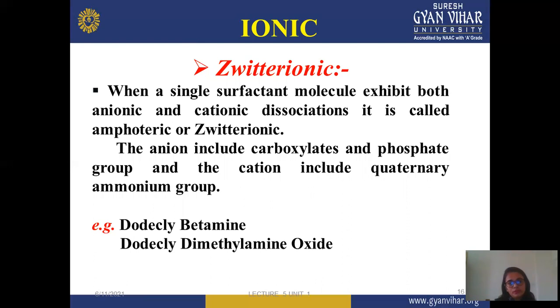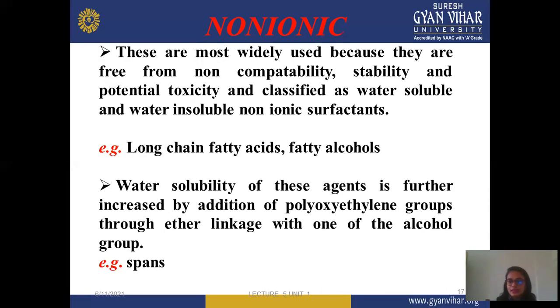An example of this amphoteric surfactant is dodecyl betaine, dodecyl dimethylamine oxide. Next, the second category is non-ionic. In the previous one we discussed ionic. Ionic is further divided into three categories: anionic, cationic, and amphoteric. Amphoteric or zwitterionic, both are the same. And the second class is non-ionic surfactant.